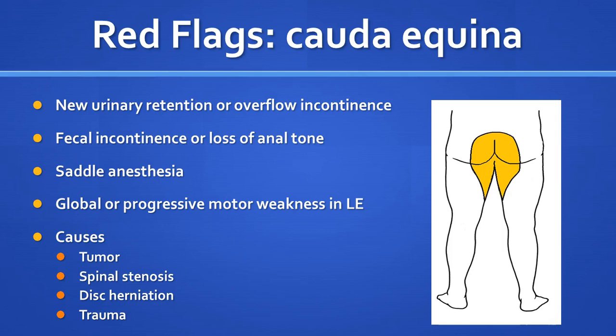Cauda equina, the big one. New urinary retention, new overflow incontinence, new loss of anal tone or fecal incontinence, saddle anesthesia, which is why I put this picture here because it'll stay in your brain. Saddle anesthesia, motor weakness in the lower extremities that's progressing, or maybe it doesn't make sense. It's not just the L5 nerve root. They've got multiple myotomes of weakness. This should trigger in your brain to look for cauda equina. Causes include bad spinal stenosis, bad or multiple disc herniations, trauma, or tumor, and that warrants immediate spinal imaging.